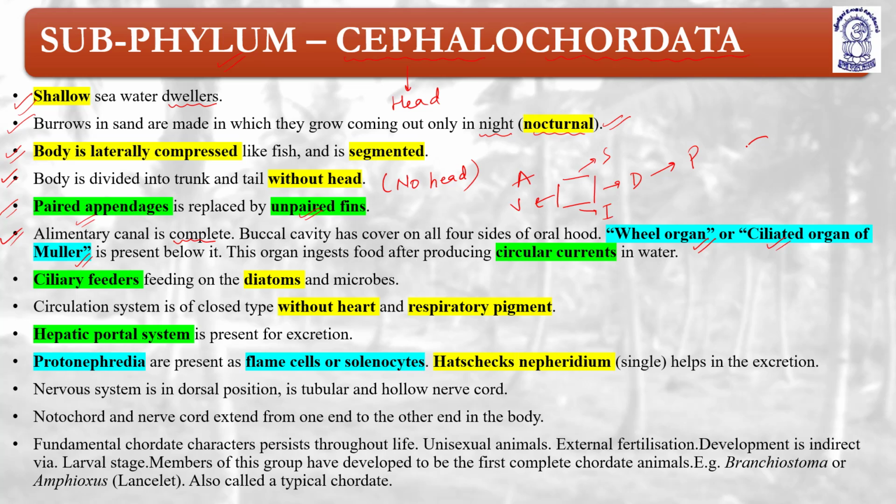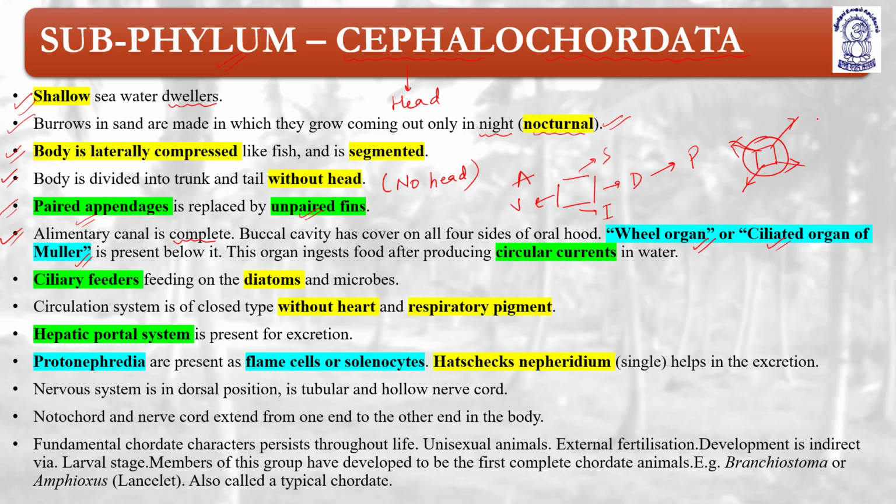So the body is basically covered on four sides, and this is known as what? Wheel organ or ciliated organ of Mueller. The organ basically helps to ingest food by producing circular currents in all directions. It produces vibrations in the water, and these vibrations help to increase the flow of food, and they capture the food like this.